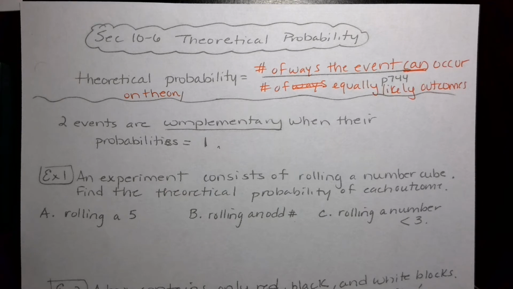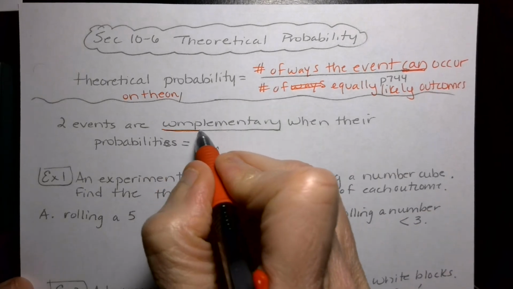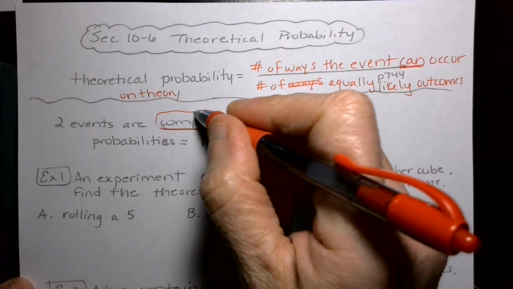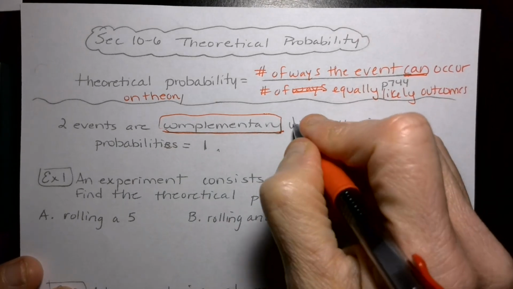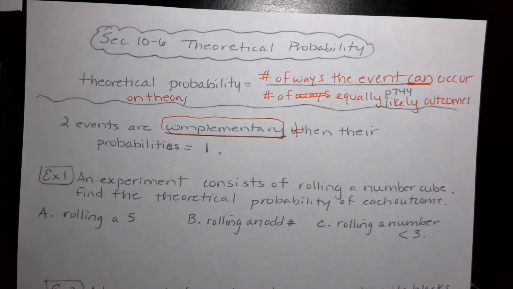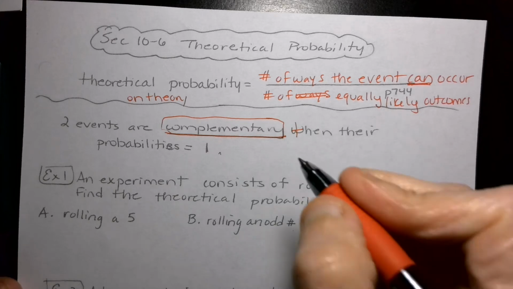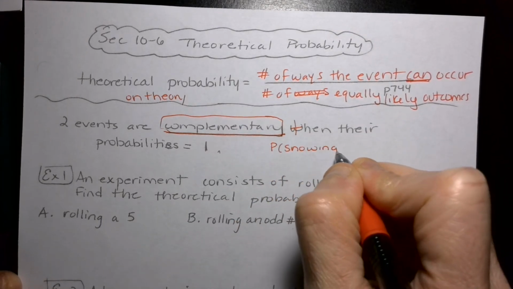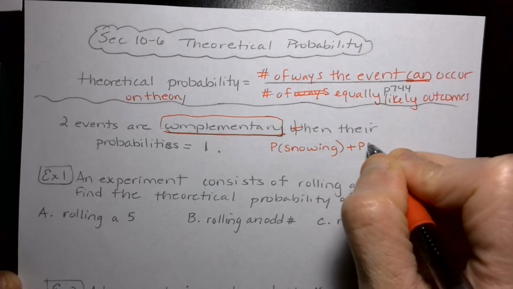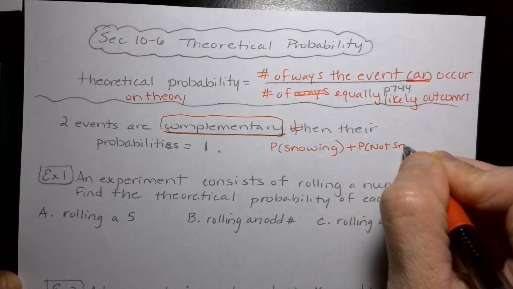So what's super fun with this is that if you have two events that are complementary, that's an important word, then their probabilities equal 1. So let's pick two complete opposites. The probability of it snowing plus the probability of it not snowing would equal 1.